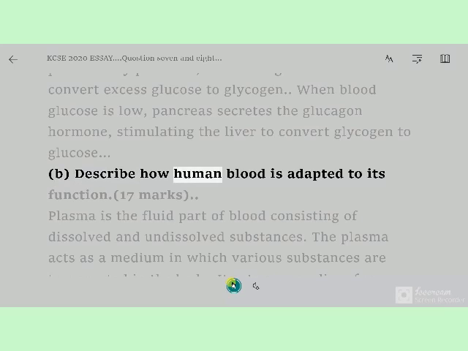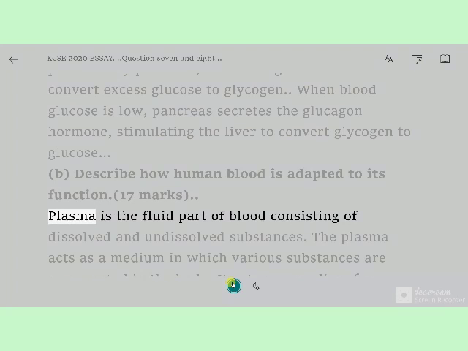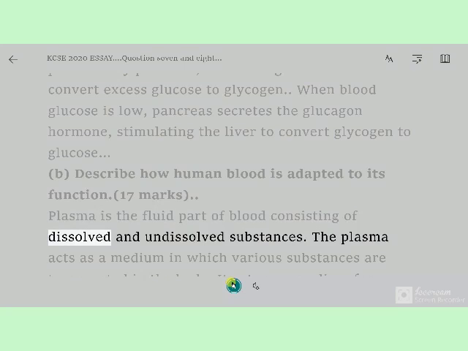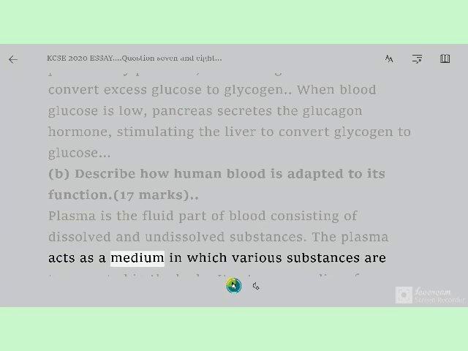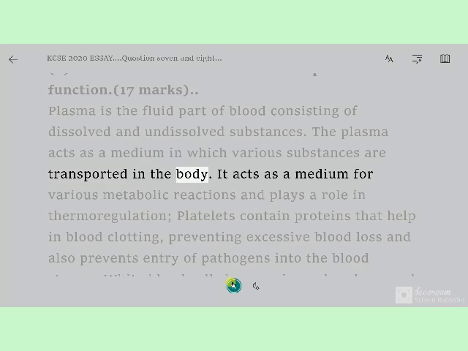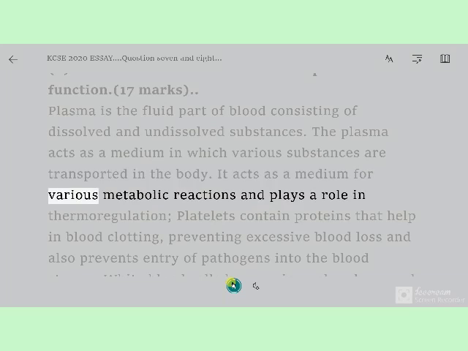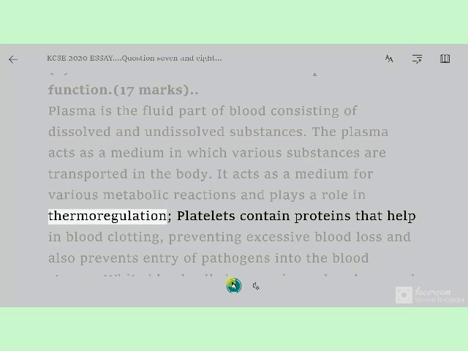B. Describe how human blood is adapted to its function, 17 marks. Plasma is the fluid part of blood consisting of dissolved and undissolved substances. The plasma acts as a medium in which various substances are transported in the body. It acts as a medium for various metabolic reactions and plays a role in thermoregulation.